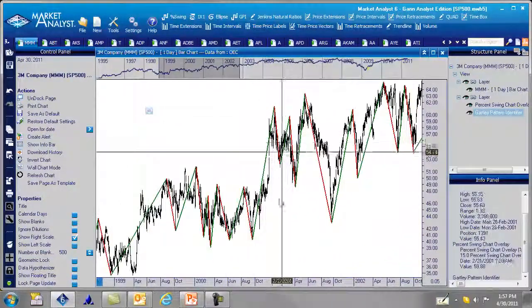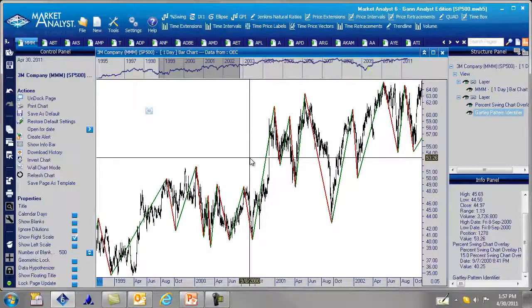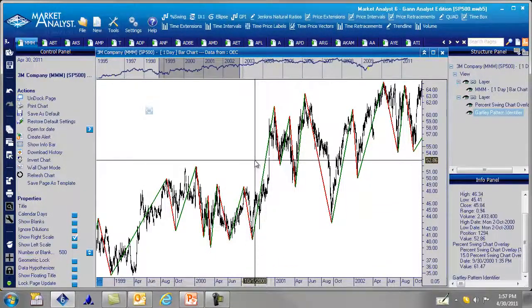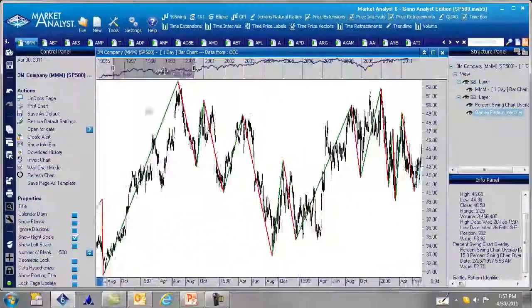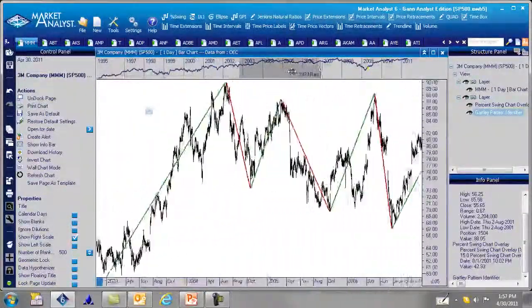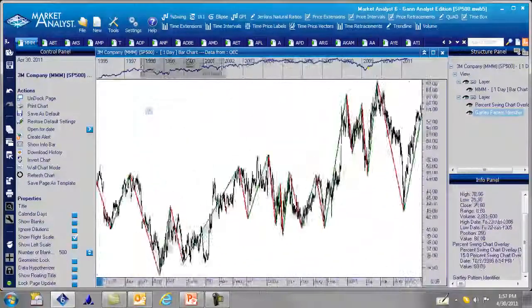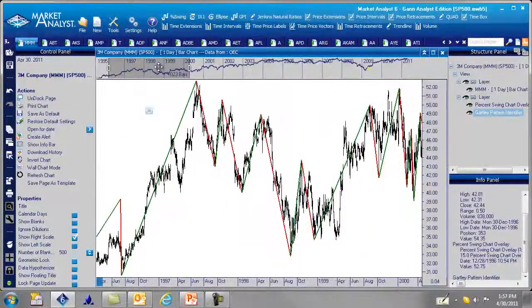That's one of the best ways to find Gartley patterns on a particular product, is to apply the percent swing overlay to a chart, visually see what settings, what numbers, what percentages hit most of the swings that you're looking for, also based on the time frame that you're trying to trade. Remember, this Gartley pattern identifier can be used on intraday data as well, so then you're going to have to change the numbers when you get to a shorter time frame as well.